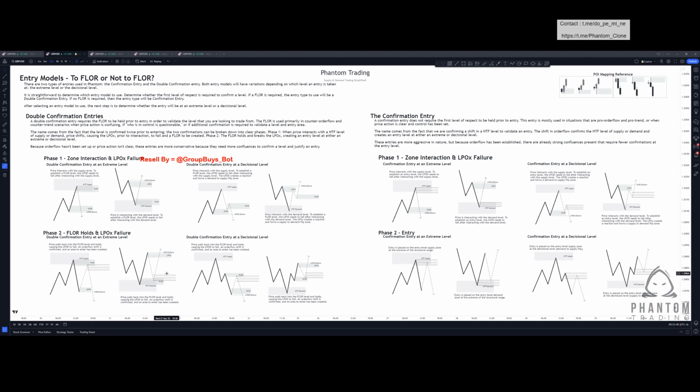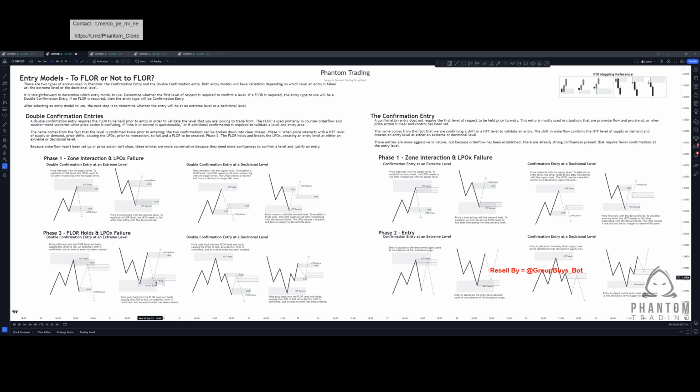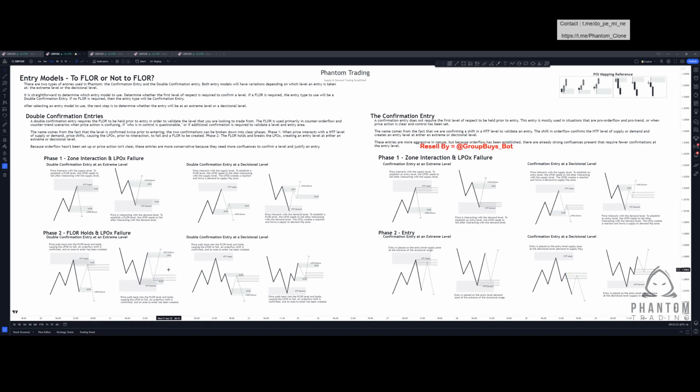When this happens, we have the creation of a tradable demand level of our double confirmation zone. As we can see, this creates a demand chain and we are trading from the extreme. So we have strong confluence for this tradable zone. Now let's take a look at an example of a double confirmation entry at a decisional level.